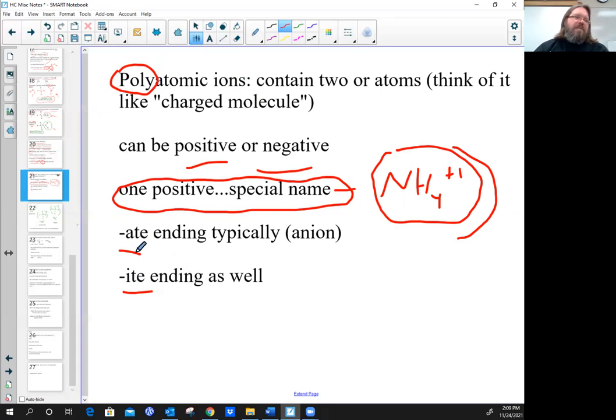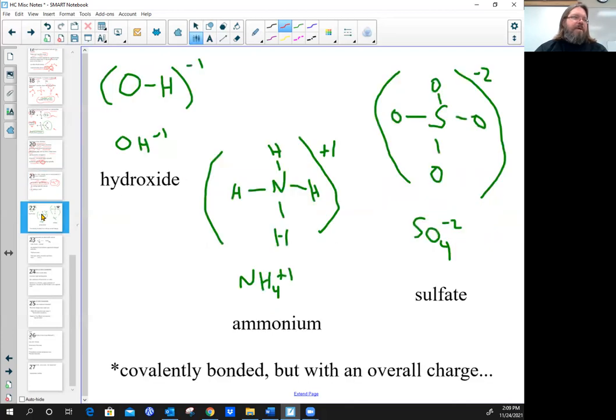So eights and eights. I always kind of say this, eights and eights are a dead giveaway that you're talking about a polyatomic ion and/or an ionic compound. And again, this will make a little bit more sense as we get into the actual naming and identifying these. All right, so here's a few examples.